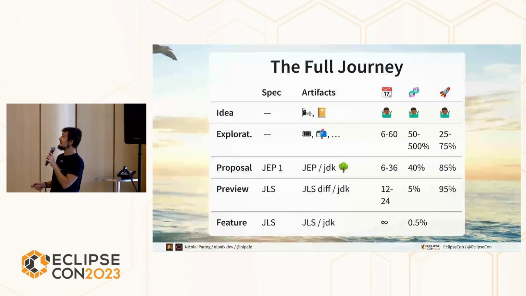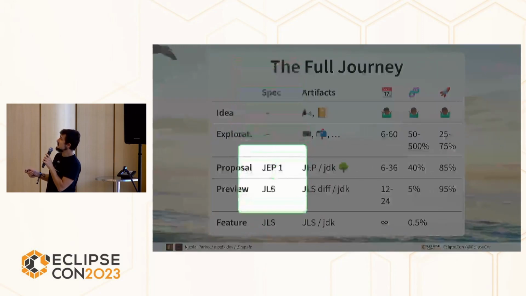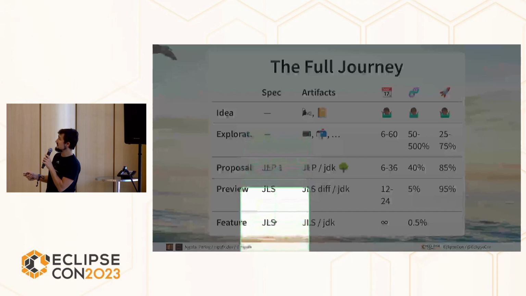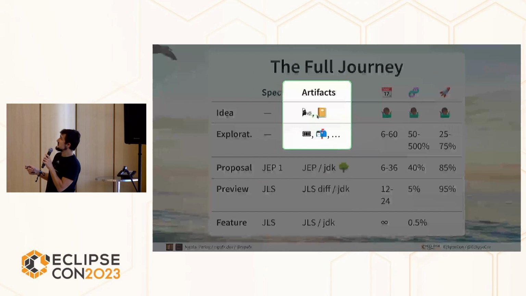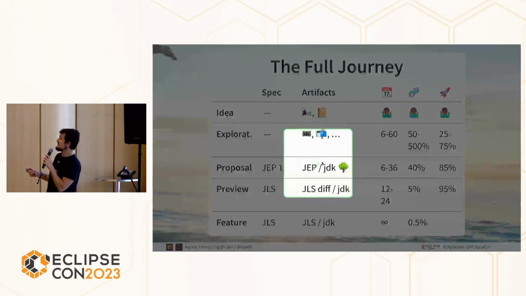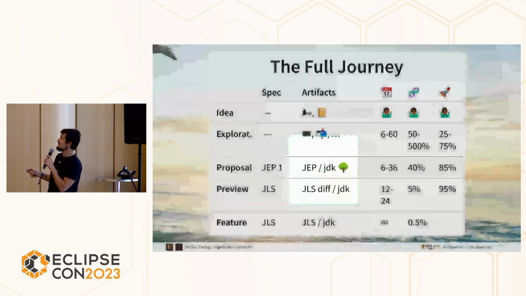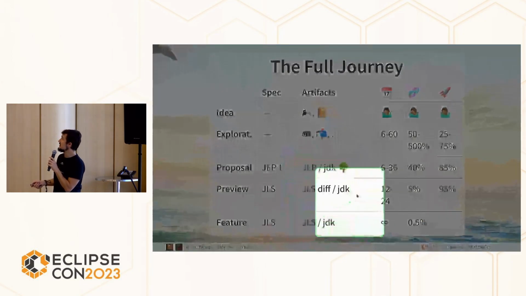And here I try to force everything else that I talked to you so far into this table. First column is specification. Proposals are specified in JEP 1, and previews and features are specified in the JLS. Artifacts are conversations and just notes for ideas. And then we often start getting issues in the exploration phase, but really important, really interesting does become in the proposal and preview phase, where we start seeing code, usually publicly available code. And in the end, the feature, of course, is also in the JDK code base.